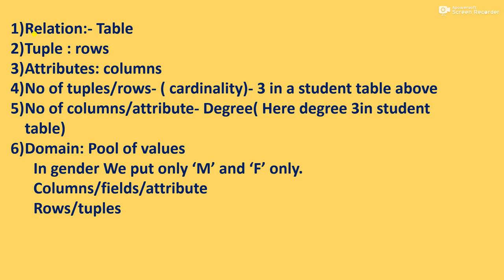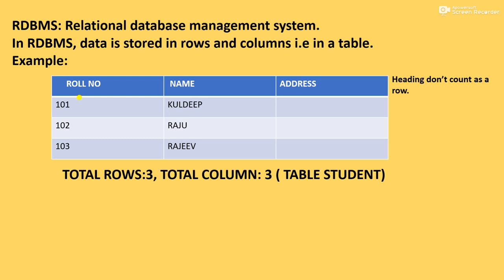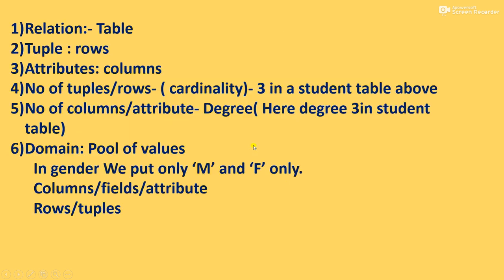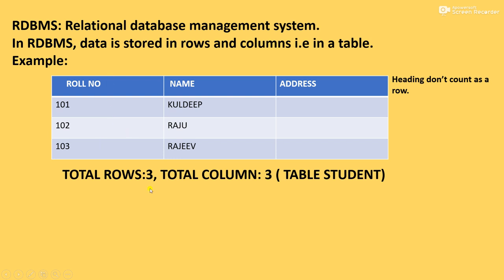Next is relation. In this database management system, a relation is a table. Please remember this. The question will definitely come for 2 marks in your board examination also. Now what is a tuple? Tuple means this row. I hope you all can see this. 101 Kuldeep, and address I have not mentioned. 102 Raju. You can see these are all the rows that I have defined. Now we have tuple, and attributes are columns. First column, second column, third column.